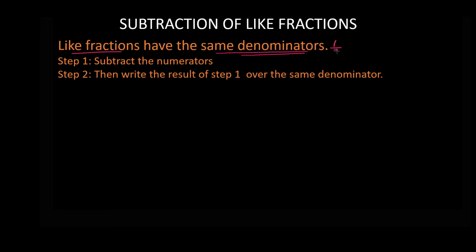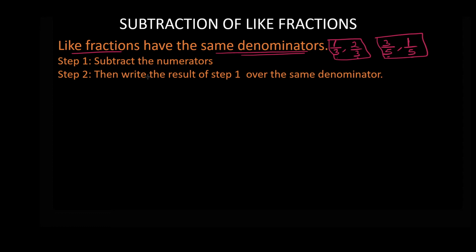Take, for example, 1 over 3 and 2 over 3. They have the same denominators, then we can say they are like fractions. 3 over 5 and 1 over 5. They have the same denominator, therefore they are like fractions.